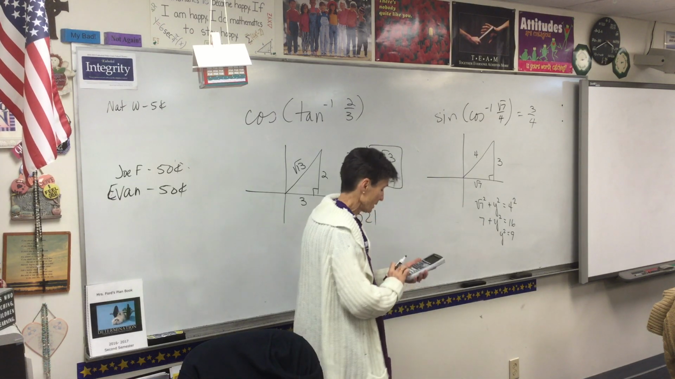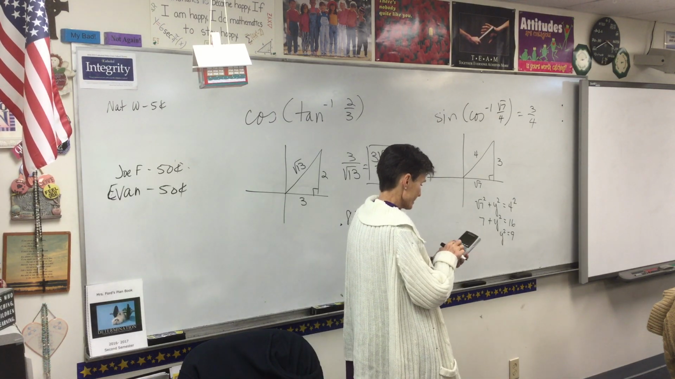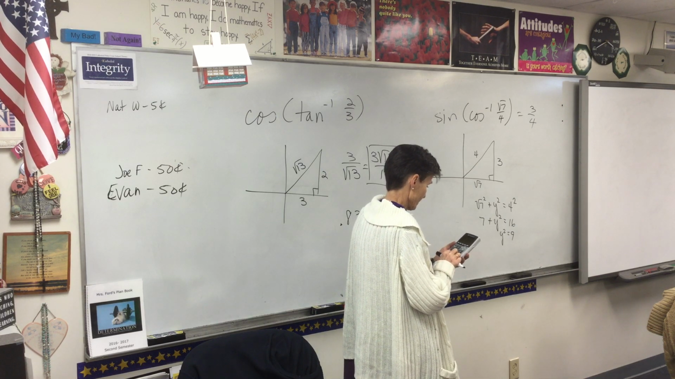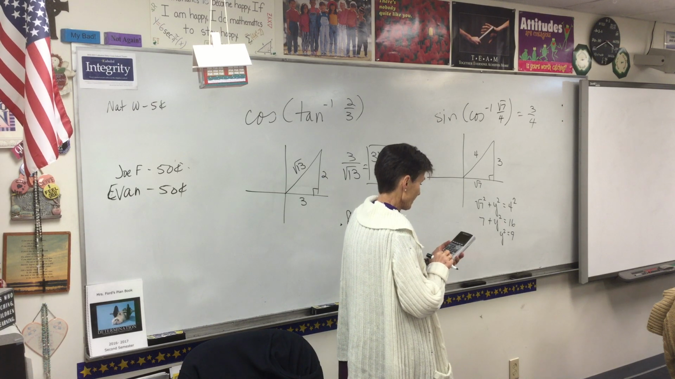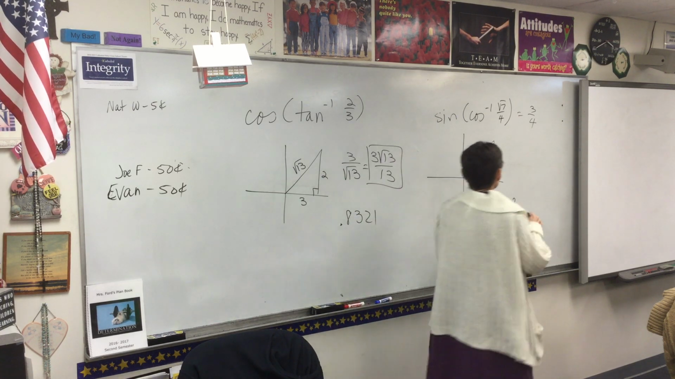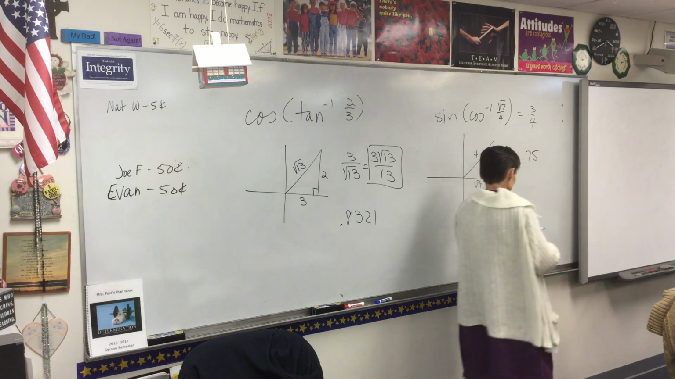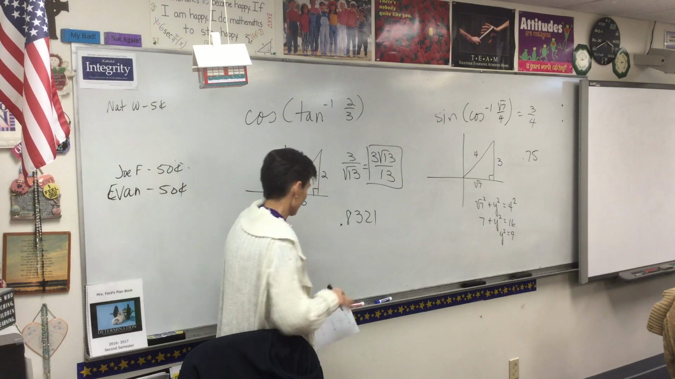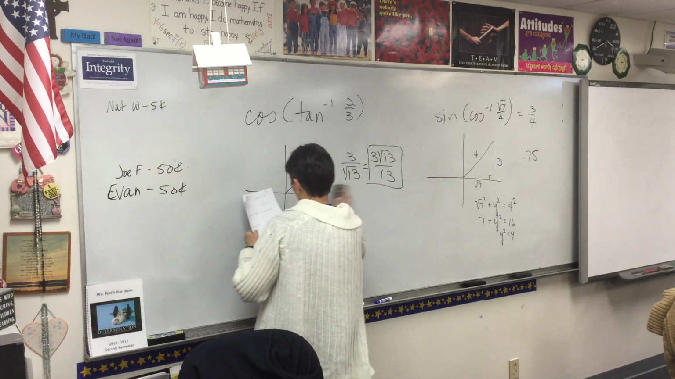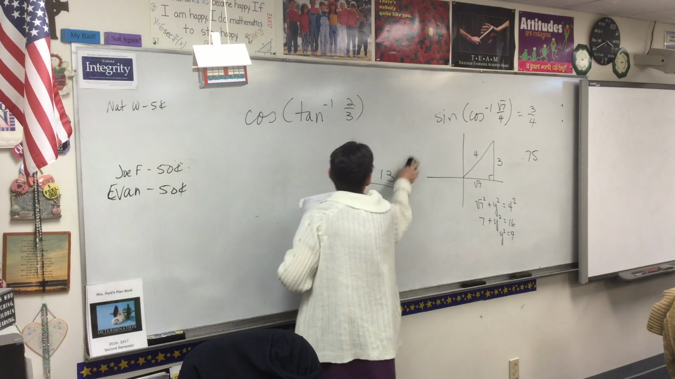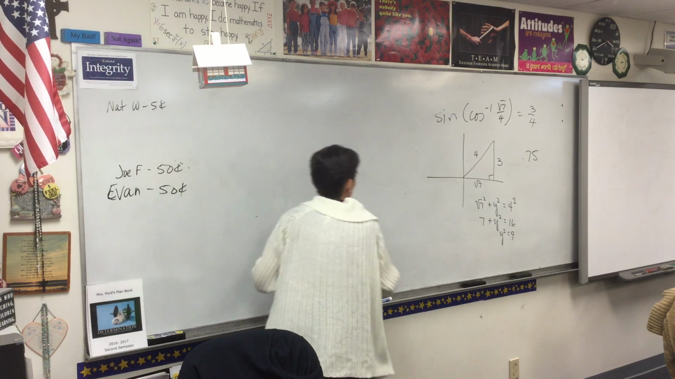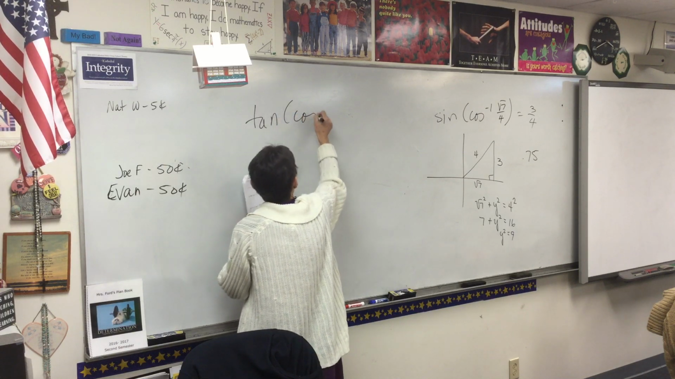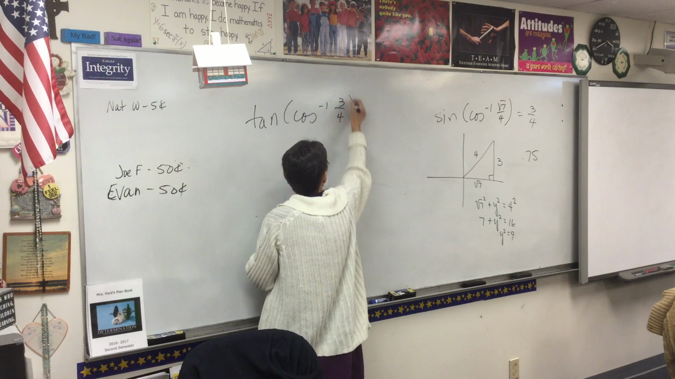Let's check it on our calculator because we're going to need a decimal anyway. Sine, second cosine, square root of 7. I got 0.75, so we are right. How are we doing, okay?